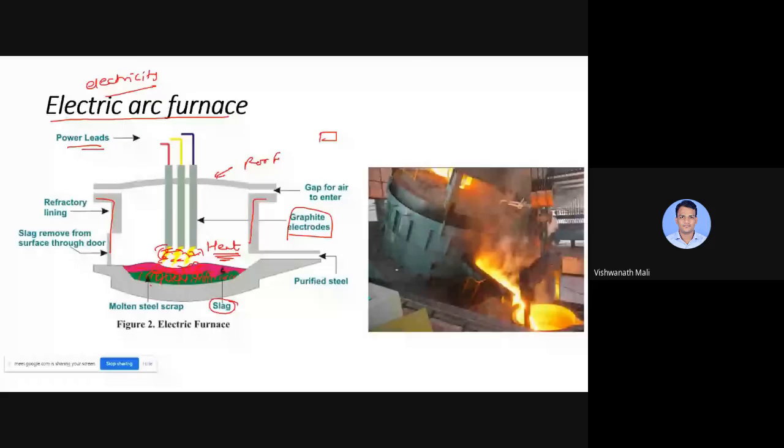Okay, now suppose the metal is melted, then what we do, we tilt in this direction first. Why? To remove the slag. So the slag is removed from the surface through this door. We open this door and tilt, and first of all we remove the slag. Once we remove it, we again tilt this electric furnace in this direction. Whatever molten metal is there, we remove from this direction. Okay? That is, we get the purified steel.